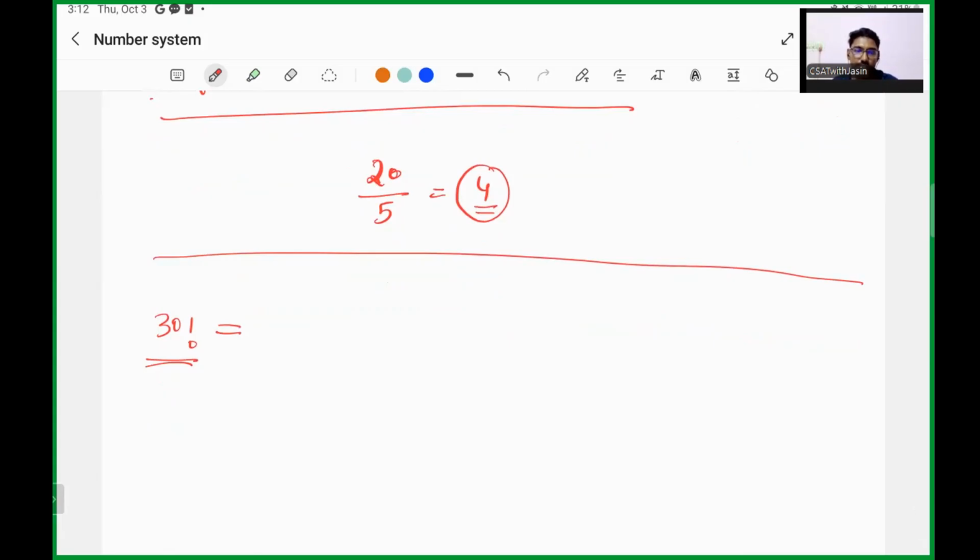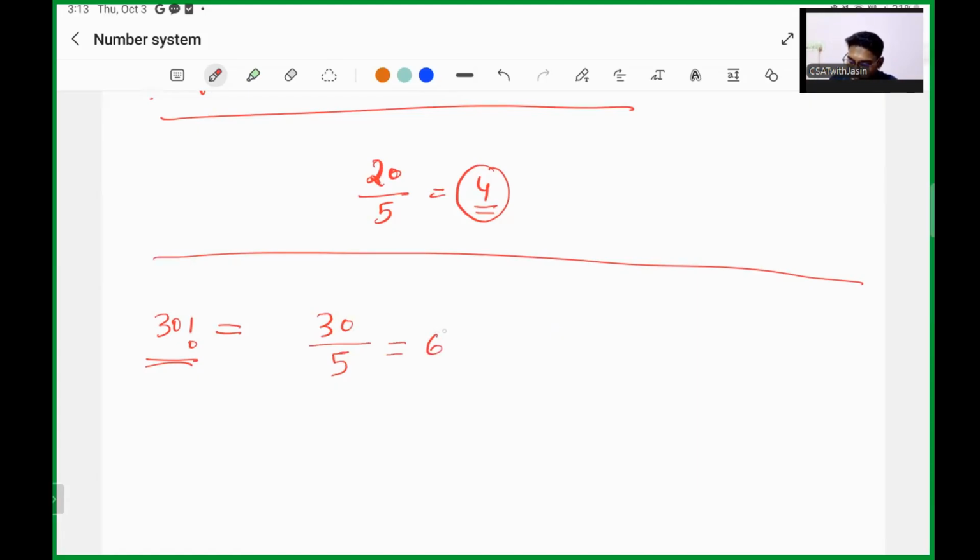2 is there, 4 is there, 6, 8, 10, all these numbers have 2. So there will be so many 2s. So we just need to count 5, right? In order to count 5, I already told you what you need to do. Just 30 by 5. So there will be 6 multiples of 5 inside 30 factorial. But 6 is not the right answer.